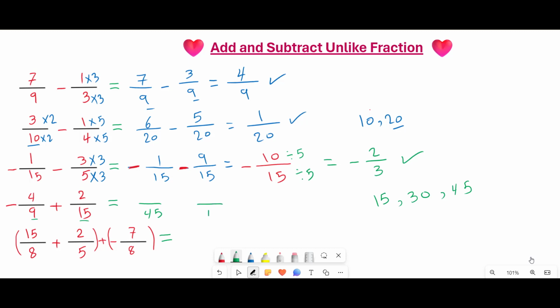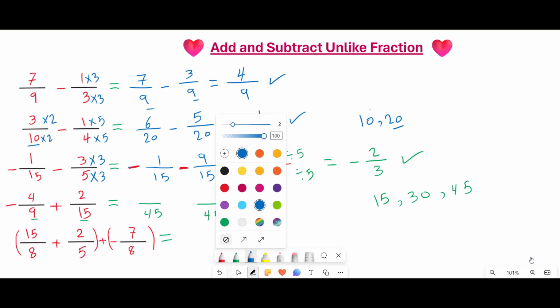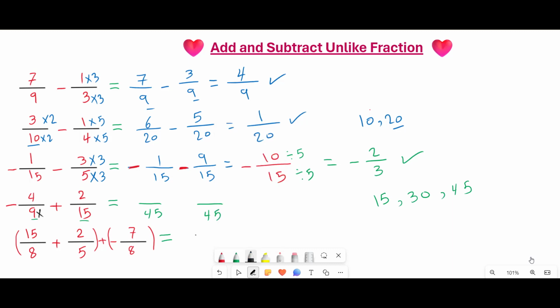Okay? But how? Look. 9 multiply what equal 45? 9 times 5. Up and down. What about 15? We said here 15 times 1, 15 times 2, 15 times 3. Then this is times 3, times 3. 4 times 5 here will be 20. Don't forget the negative here. 2 times 3 is 6 and the positive here.